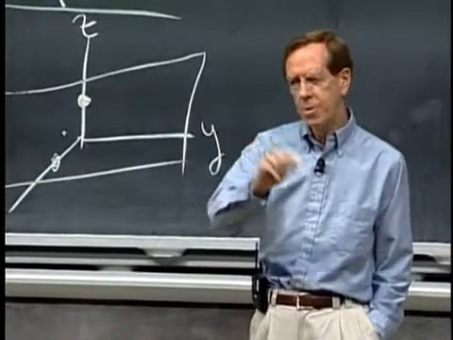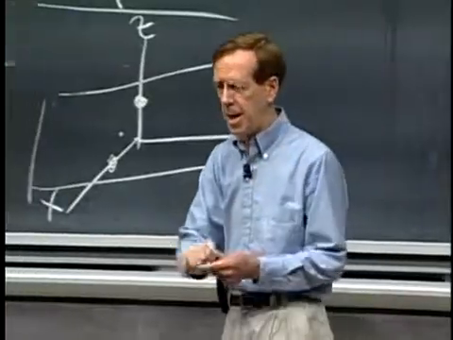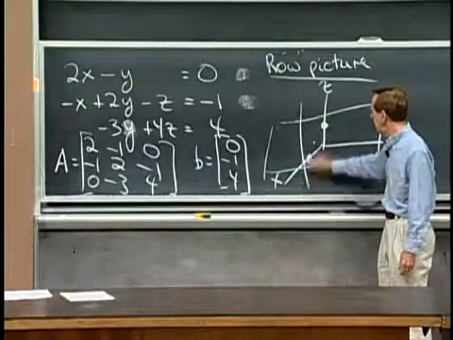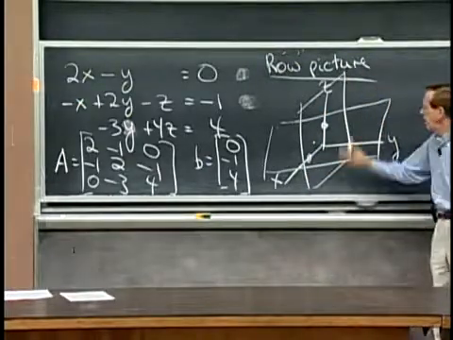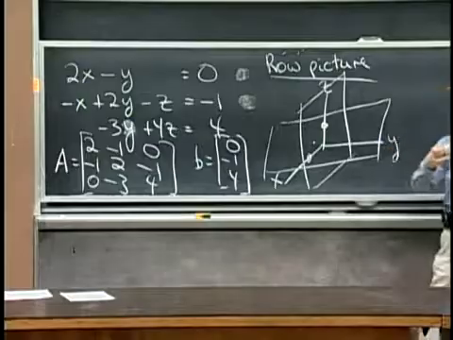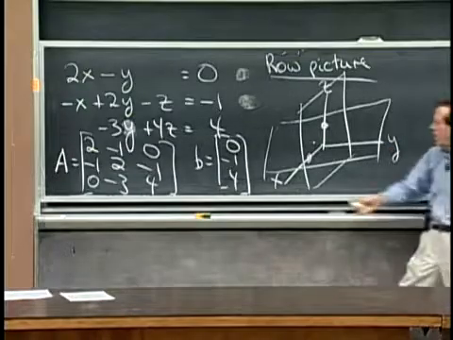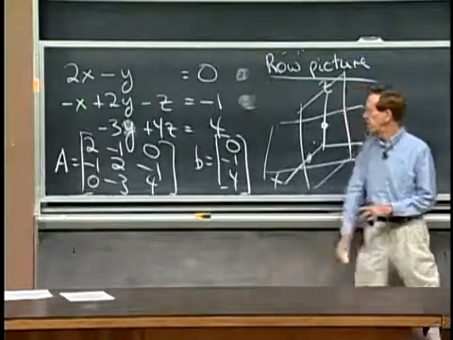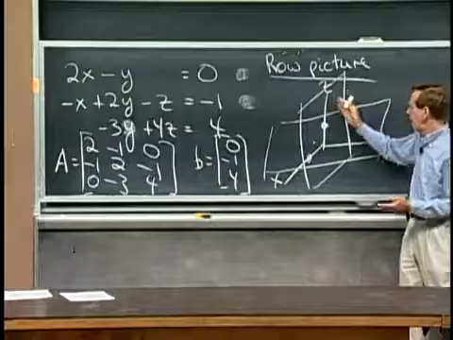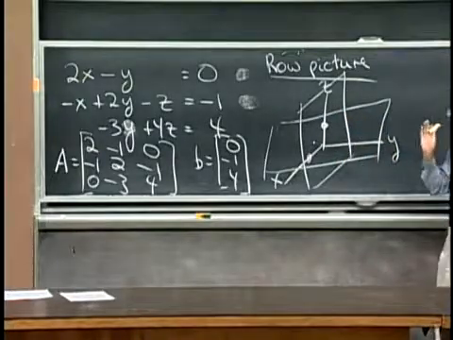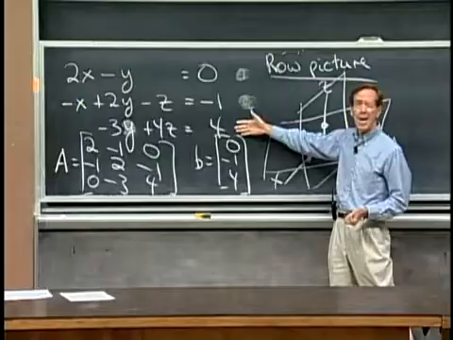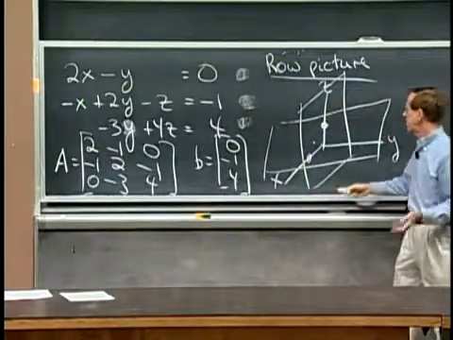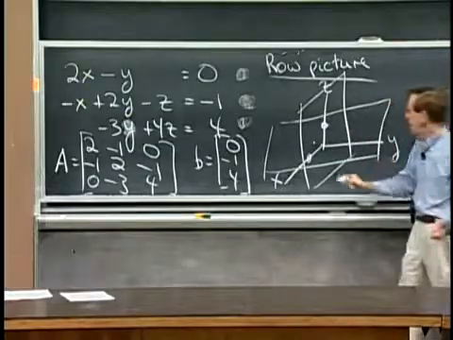Each row in a 3 by 3 problem gives us a plane in 3 dimensions. So this one is going to be some other plane. Maybe I'll try to draw it like this. And those two planes meet in a line. So if I have just the first two equations in 3 dimensions, those give me a line, the line where those two planes meet. And now the third guy is a third plane, and it goes somewhere.